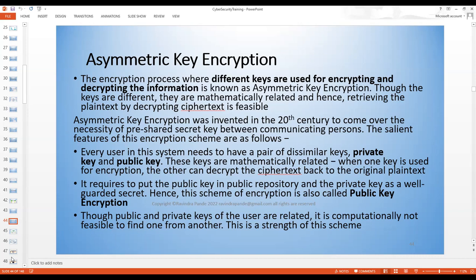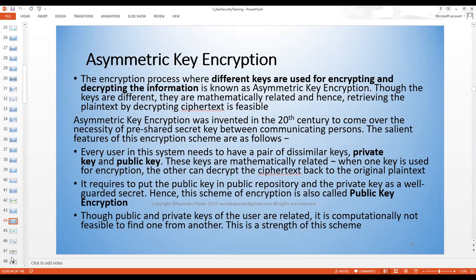So every user in the system needs to have a pair of dissimilar keys, a private key and a public key. These keys are mathematically related. When one key is used for encryption, the other key can decrypt, and that's the name. The other key can decrypt the ciphertext, or encrypted text, back to its original plain text. And we'll see how, don't worry. It requires putting the public key in a public repository and the private key as a guarded secret. Hence, the scheme of encryption is called public key encryption. Public key is public, while the private key is stored somewhere where you keep changing the place, you keep changing the key, which is mathematically related to the public key.